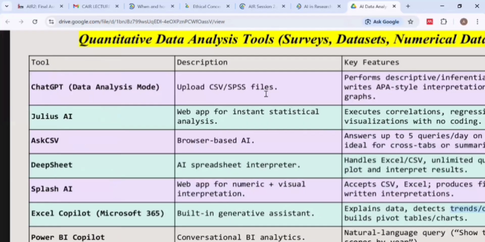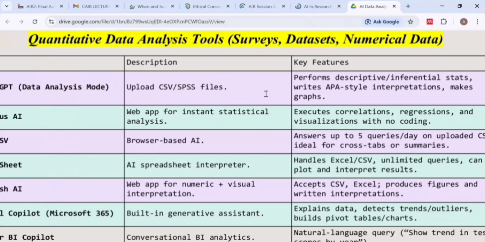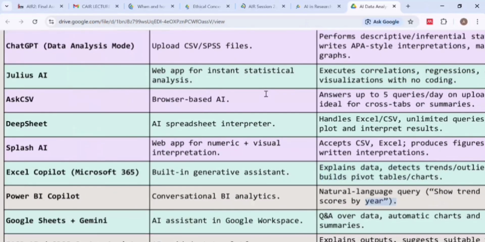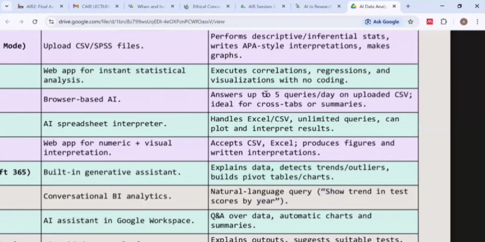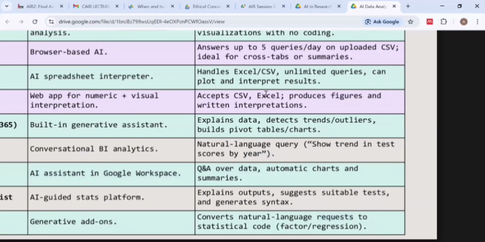DeepSheet is an AI spreadsheet interpreter. It handles Excel or CSV, unlimited queries, and can scan, plot, and interpret results. DeepSheet is free. Splash AI is a web tool for numeric plus visual interpretation. It accepts CSV and Excel, and produces figures and written interpretations. Excel Copilot in Microsoft 365 is a built-in generative assistant. It explains data, detects trends or outliers, and builds pivot tables or charts.